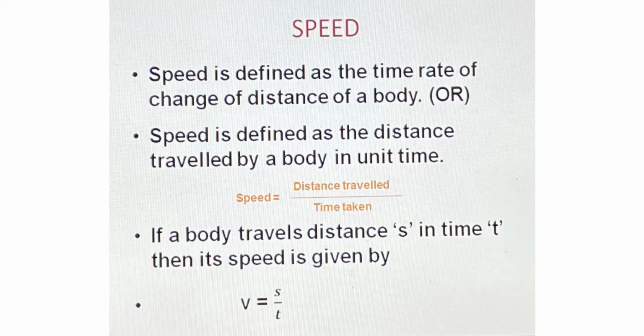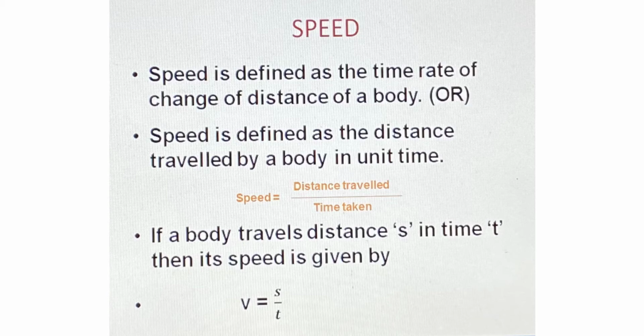Speed is defined as the time rate of change of distance of the body, or speed is defined as distance traveled by the body in unit time. That is, how much distance traveled by the body in unit time. Unit time means it can be 1 second, 1 hour, etc., depending upon the unit we have taken. So what is speed? Distance traveled by the body upon time taken.